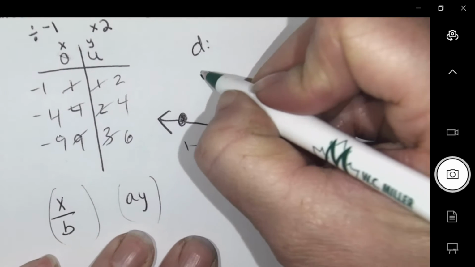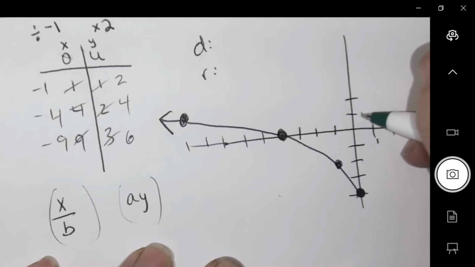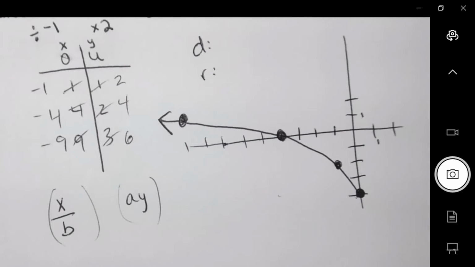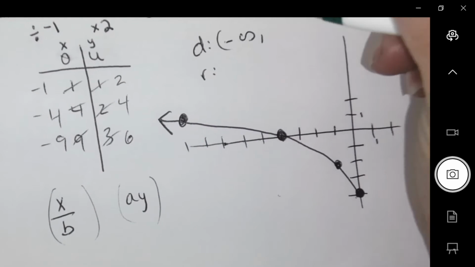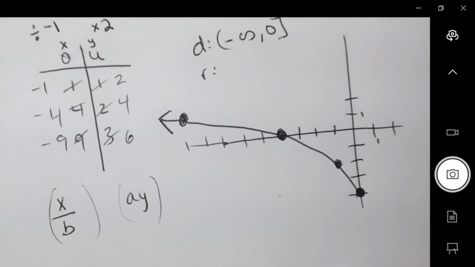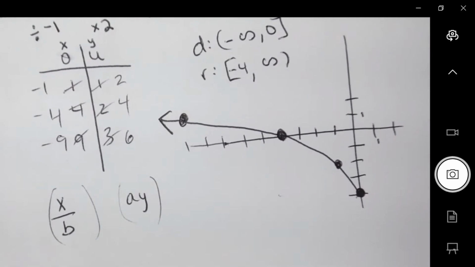Okay, and then on this question I have asked you to state the domain and the range. By the way, I would have lost points here so far because I didn't put a tick mark that says 1 and 1. Okay, domain, how far left to right? So negative infinity up to the 0. Range, what's the lowest to highest? So negative 4 to infinity.